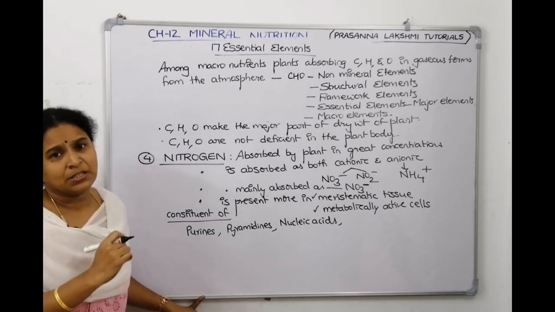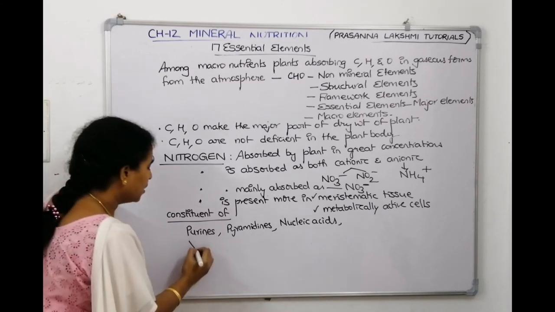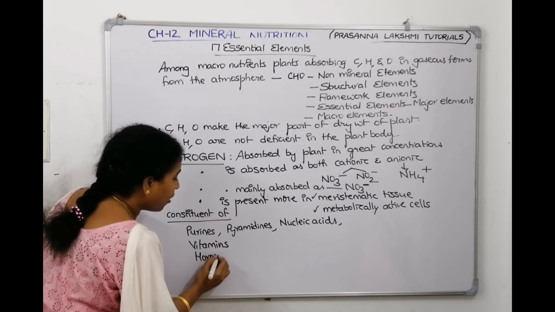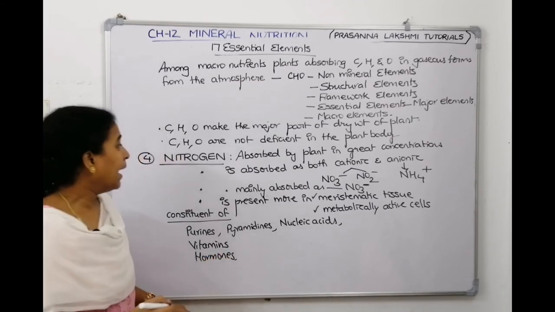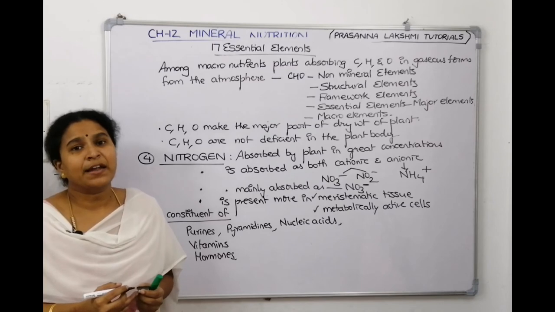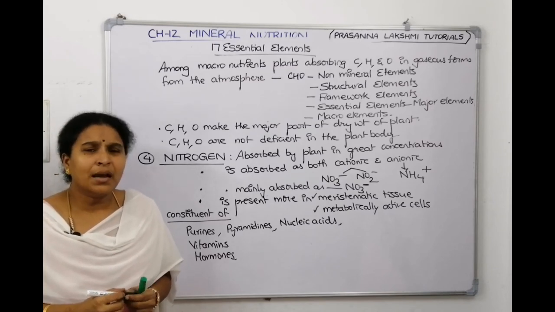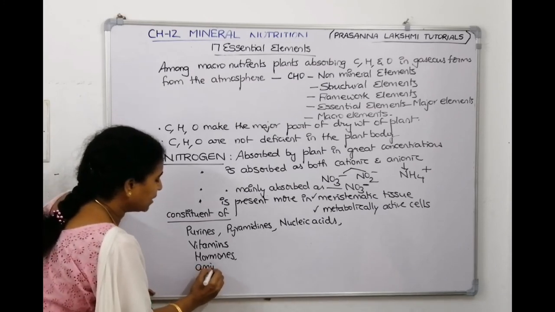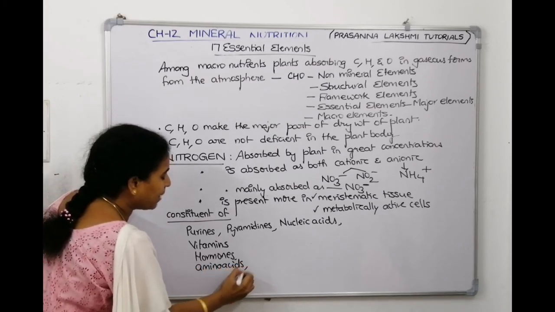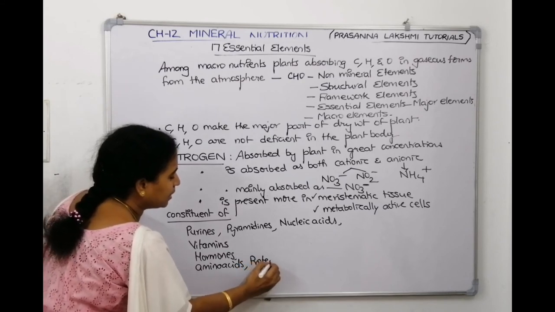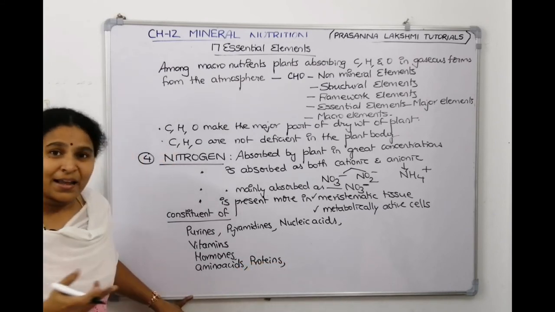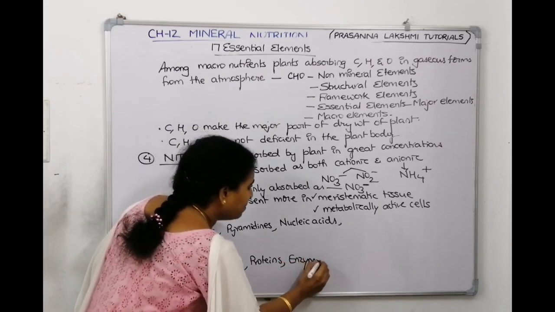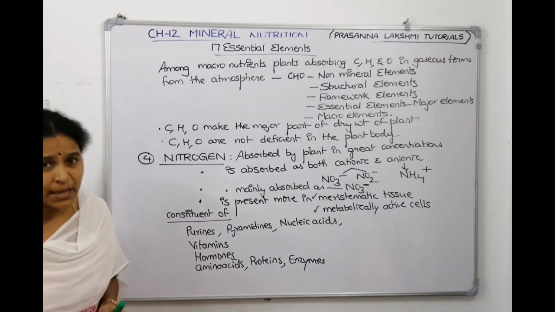Nitrogen is part of some vitamins. Nitrogen is part of some hormones. Nitrogen is constituent of vitamins and hormones, right? And nitrogen, where else can we find? We can find nitrogen in amino acids also, right? Amino group. So nitrogen is found in amino acids, and amino acids make proteins. It is found in proteins also. And enzymes are proteins, right? So it is found in proteins and enzymes also. See how many places we are getting where nitrogen is there.